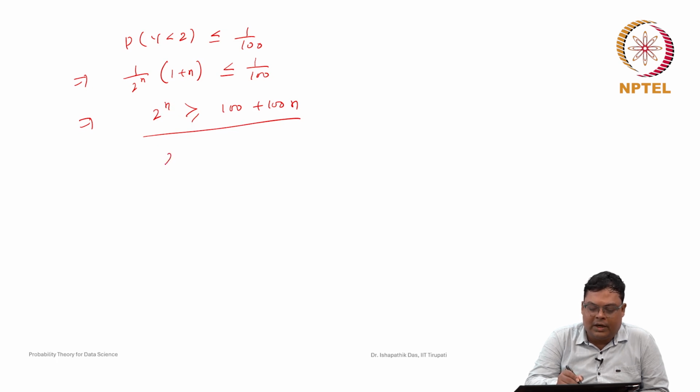Now, if you take n equal to 10, then we know 2 to the power 10 is 1024. Whether this is greater than or equal to 100 plus 100 into 10, so this is 1000, so this is 1100. So this is not satisfied, just missing a few values. That is why if you take n equal to 11, this will satisfy.